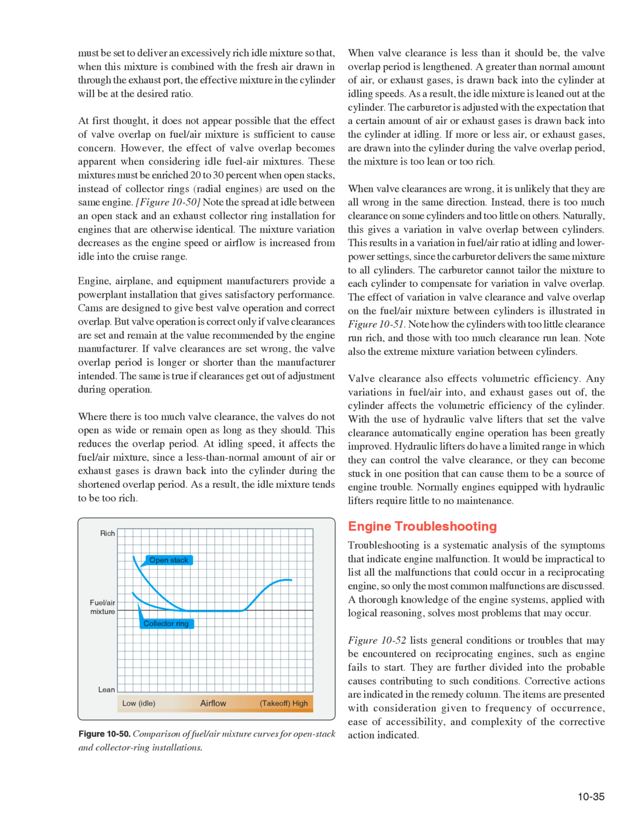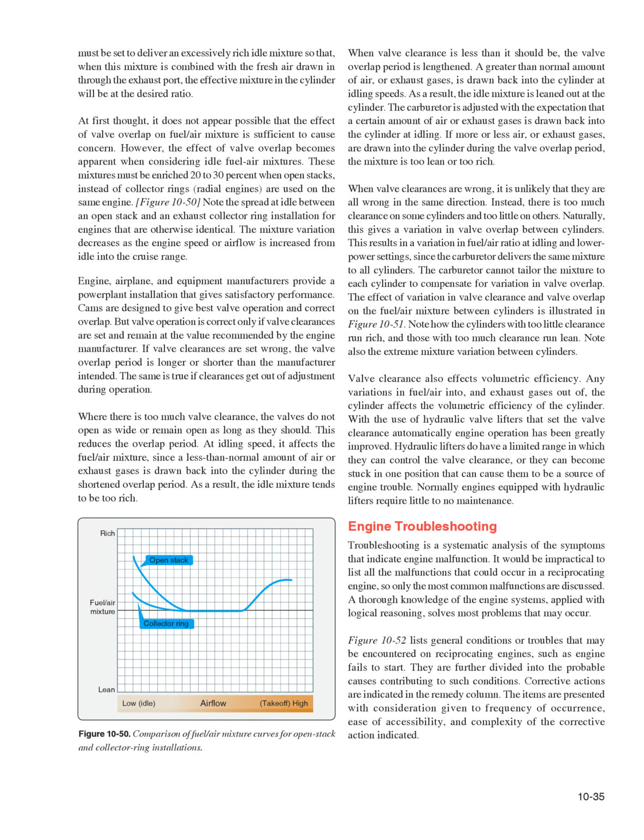At idling speed, it affects the fuel/air mixture, since a less than normal amount of air or exhaust gases is drawn back into the cylinder during the shortened overlap period. As a result, the idle mixture tends to be too rich. When valve clearance is less than it should be, the valve overlap period is lengthened. A greater than normal amount of air, or exhaust gases, is drawn back into the cylinder at idling speeds. As a result, the idle mixture is leaned out at the cylinder. The carburetor is adjusted with the expectation that a certain amount of air or exhaust gases is drawn back into the cylinder at idling. If more or less air, or exhaust gases, are drawn into the cylinder during the valve overlap period, the mixture is too lean or too rich.